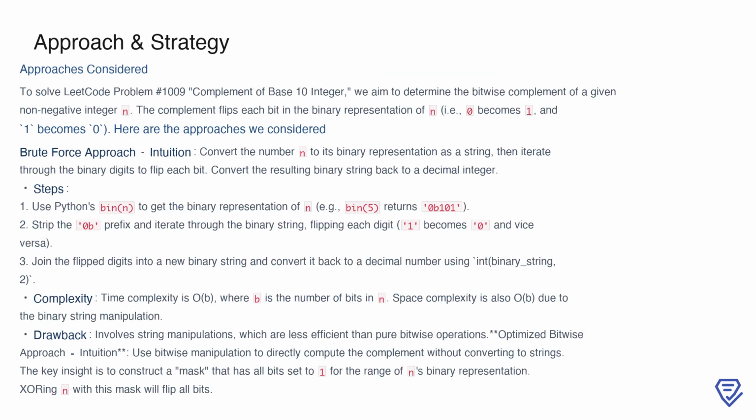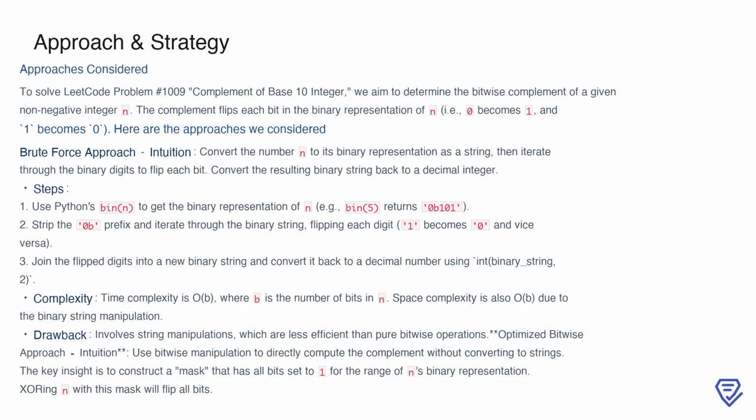To solve the problem of finding the complement of a base 10 integer, we need to flip every bit in the binary representation of the given integer n. In other words, all 0s should become 1s, and all 1s should become 0s. One approach we considered is the brute force method. The idea here is to convert the number n into its binary representation as a string, iterate through each bit, flip it, and then convert the flipped binary string back into a decimal number.